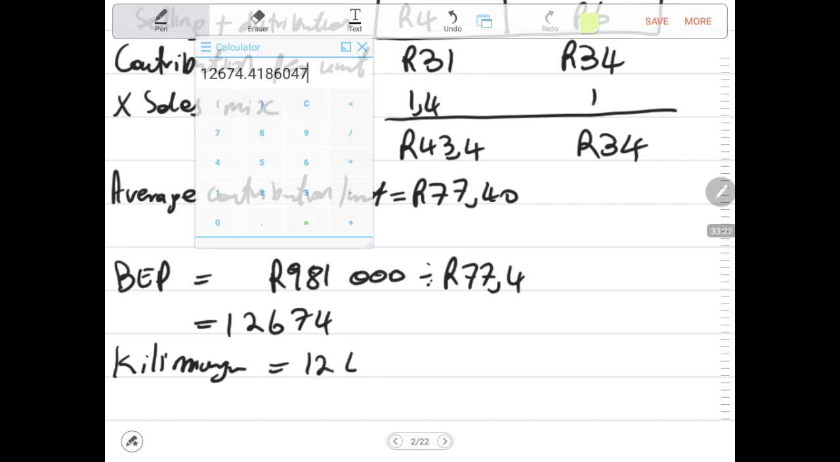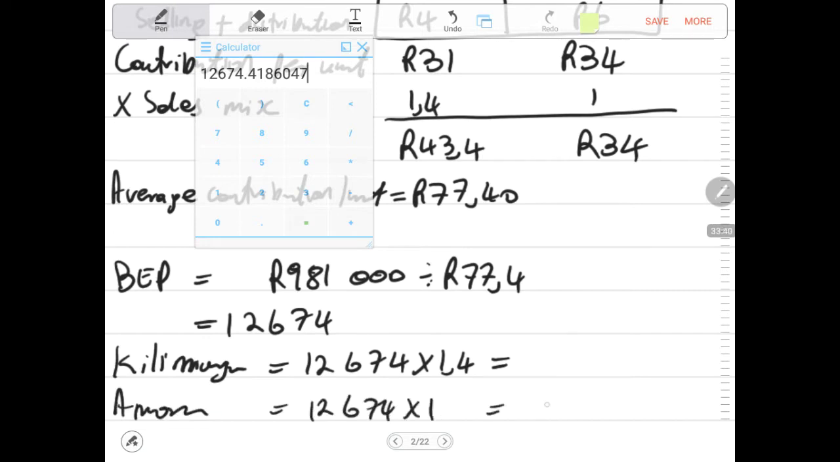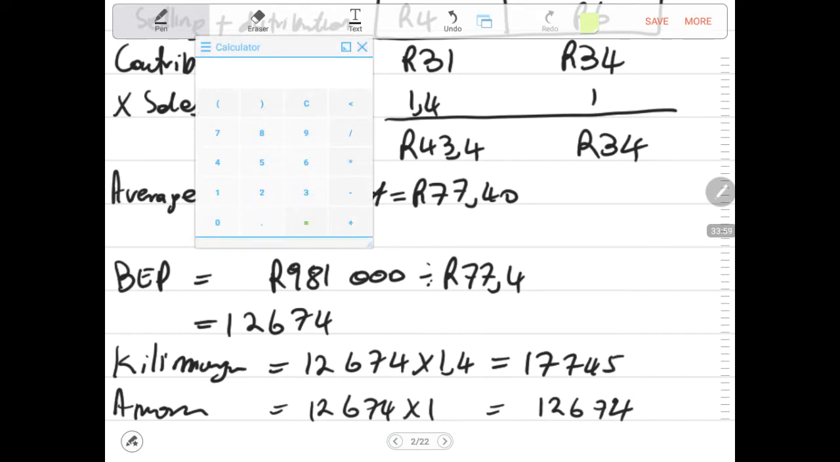Then when we want it for each product, we say Kilimanjaro will be 12,674, multiply this by the sales mix 1.4. Then Amazonia, we say 12,674, multiply this by 1, it will give us the same 12,674. Kilimanjaro, 12,674 multiplied by 1.4 will be 17,745. So now this is how you would have calculated your break-even point in units. This will be the break-even point per batch.